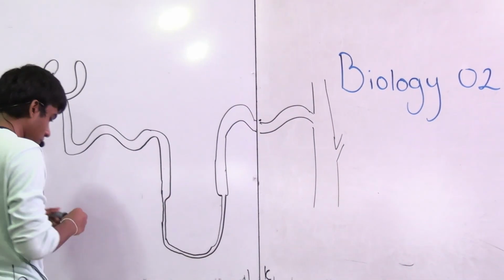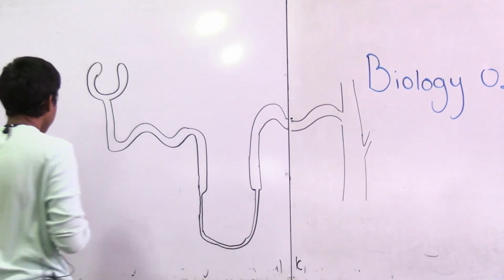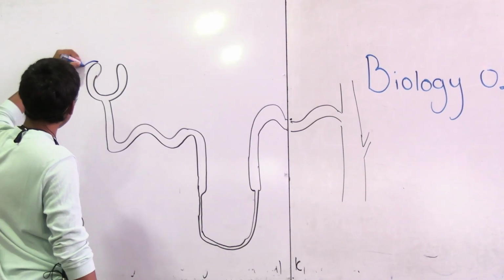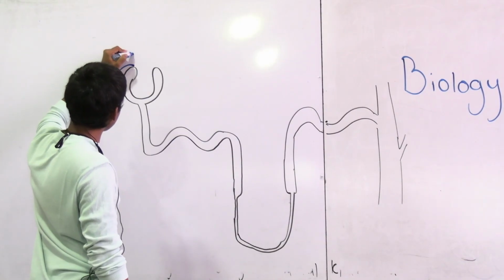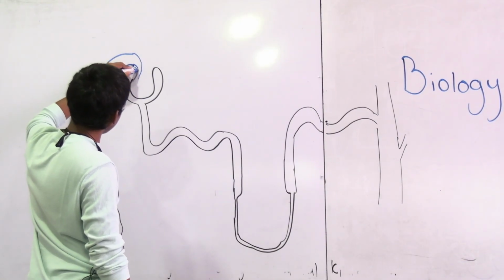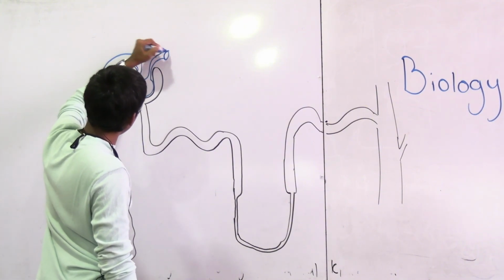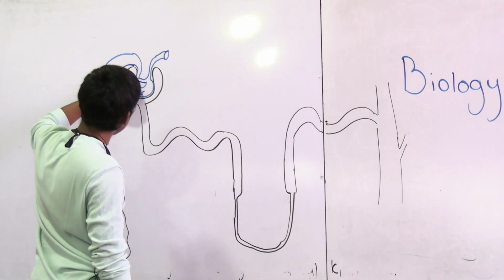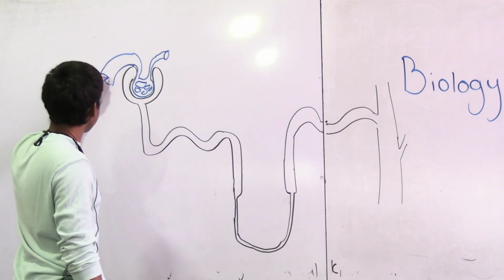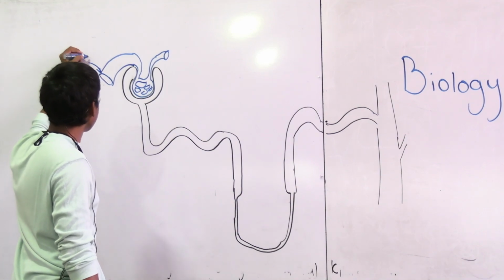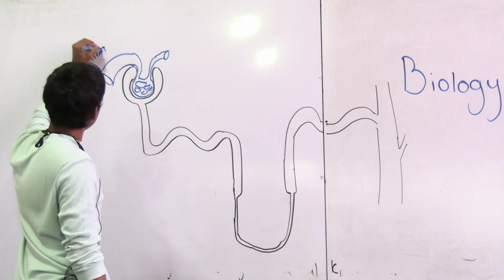Right. So this is the nephron. The nephron receives blood from the glomerulus. The glomerulus is a ball of capillaries. So this is a capillary, right? This is the afferent arteriole. This is the efferent one.